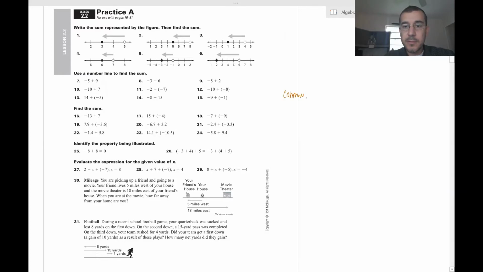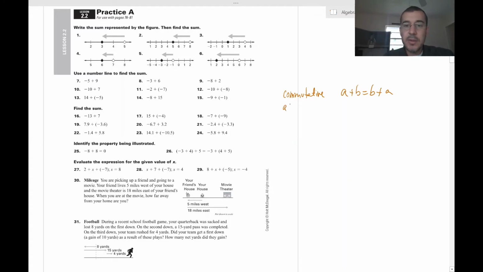Commutative property is basically A plus B equals B plus A. So the order of how you're adding up two numbers doesn't change the sum. When you have 2 plus 5, that's 7, and 5 plus 2 is also 7. So that's called the commutative property.